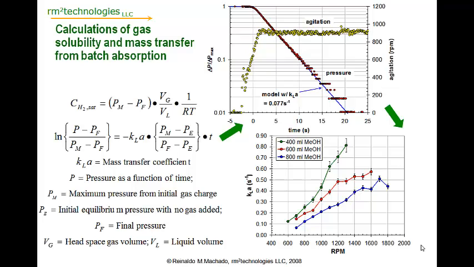If you do this for a number of different systems, we get the correlation below, which shows the RPMs and the mass transfer coefficients for a methanol system with different levels of methanol. You can now use this to correlate the mass transfer coefficient of your lab reactor with the mass transfer coefficient of the large-scale vessel.